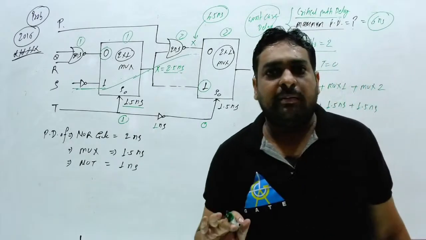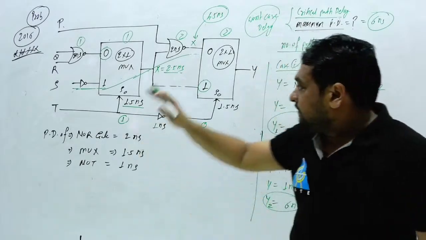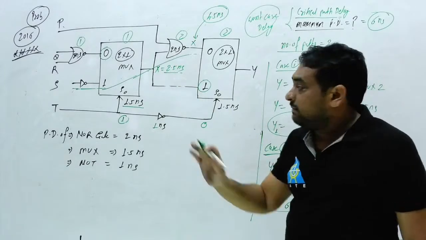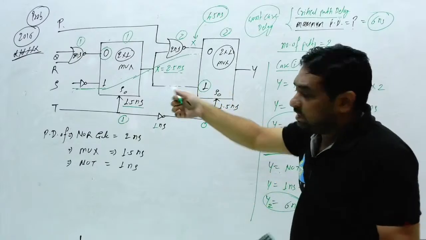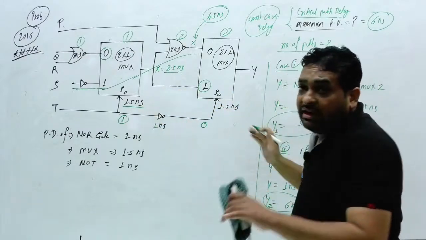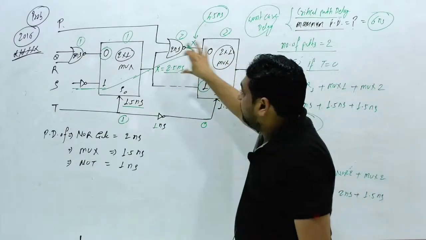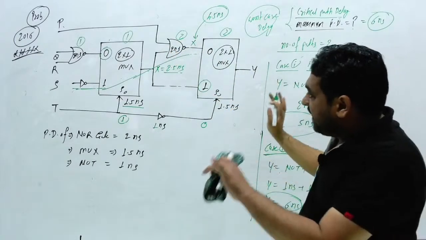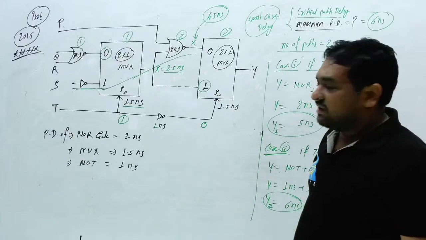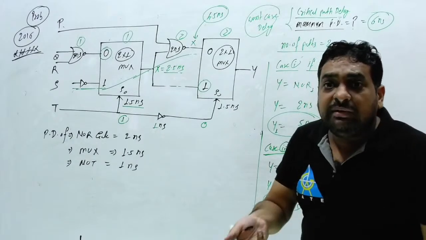In a combinational circuit, it can be built by logic gates, or by a multiplexer, or by a multiplexer and logic gates. This is the best circuit. In practical life, we use multiplexer as well as logic gate kinds of combinations. So this kind of question they can ask you most of the time. What should be your approach?